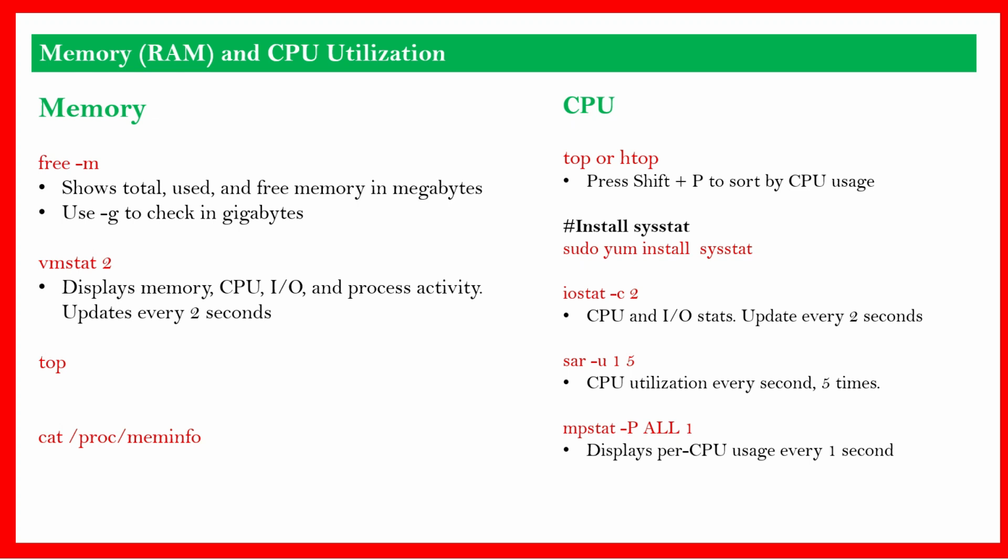Okay, that you can tweak according to your requirement. If you would like to check the utilization every 5 seconds, 10 seconds, or 15 seconds, or maybe every 1 second, then you can run the command vmstat and the number of seconds that you want.